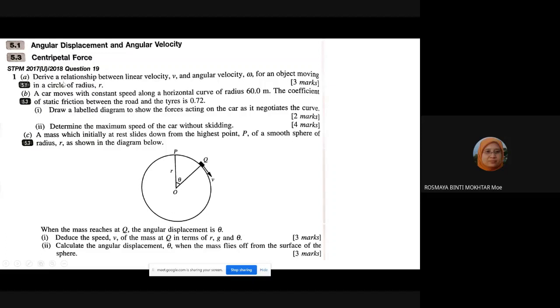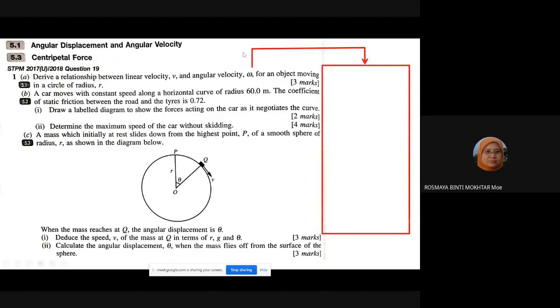So question A, derive a relationship between linear velocity V and angular velocity omega for an object moving in a circle of radius R. This is the derivation question. Okay. So first step, because we want V, omega and R, so we draw the V, R and omega, okay. So V, R and omega.